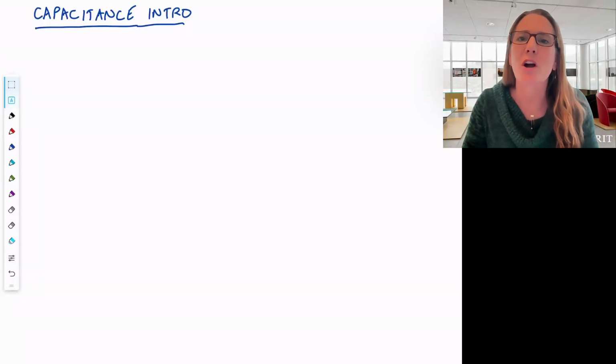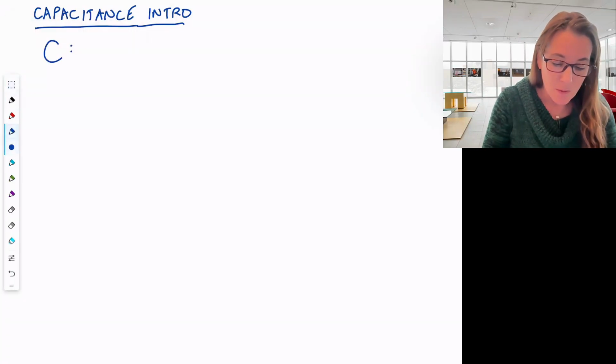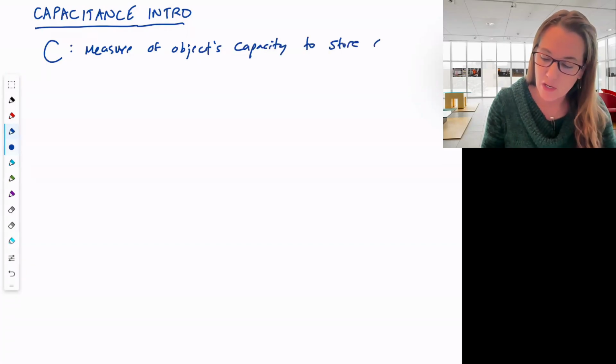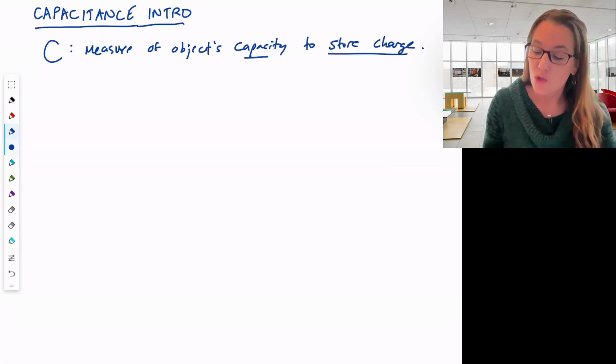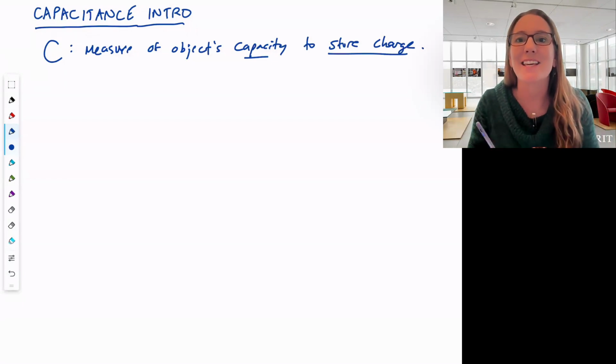So in this video, we're going to talk about the basics of capacitance and how we can calculate it for a simple case of a parallel plate capacitor. To start, we want to just talk about what is capacitance. Capacitance, capital C, is a measure of an object's capacity to store charge. It's a very well-named quantity because it's literally just how good this thing is at storing charge.